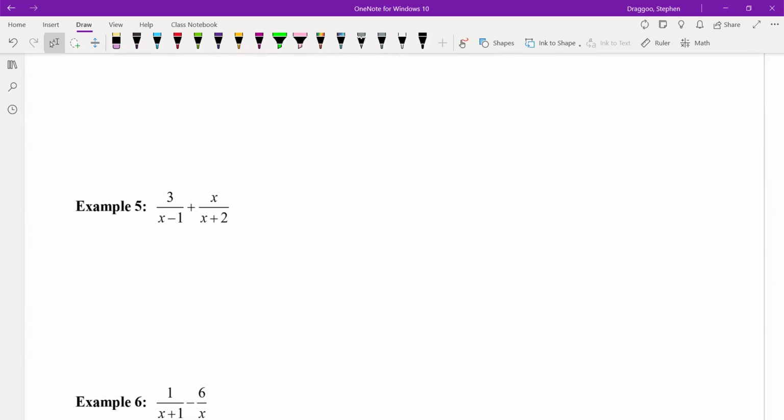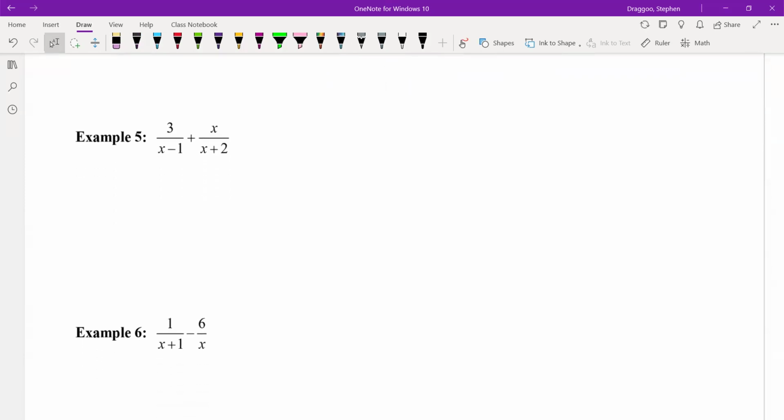Now, if I want to add two fractions, or add two rational functions that have different denominators, I just need to get a least common denominator between the two, or really just any common denominator will do, but the least common is usually the nicest one to work with. So I will take these two pieces and multiply in the part that's missing. The fraction on the right needs an x minus 1, while the fraction on the left needs an x plus 2.